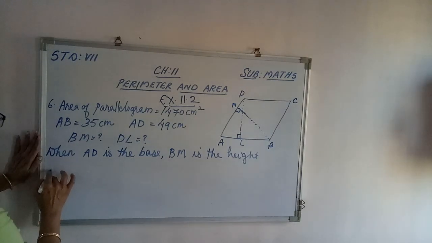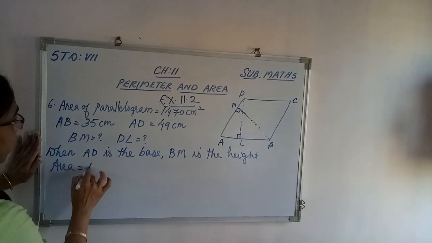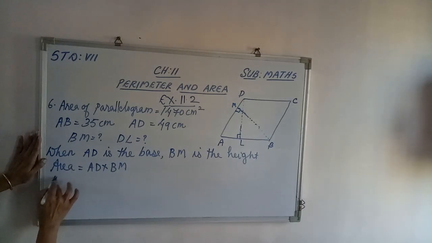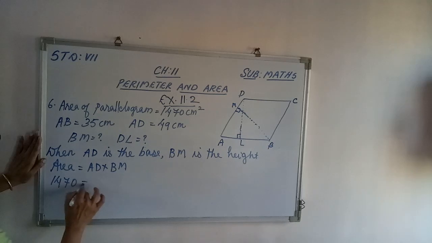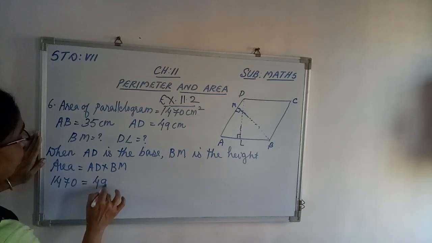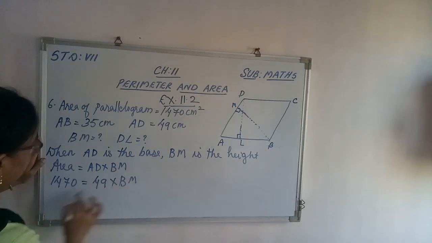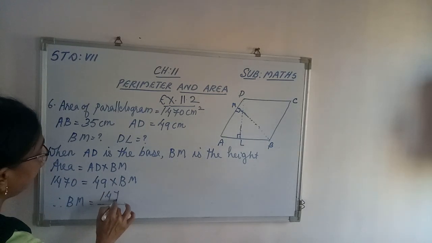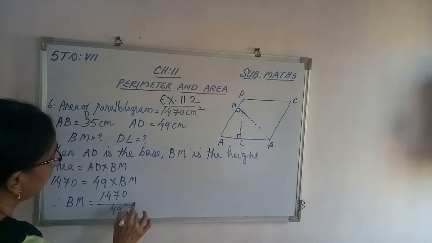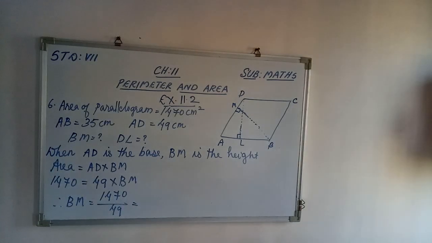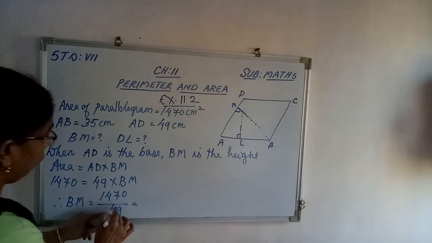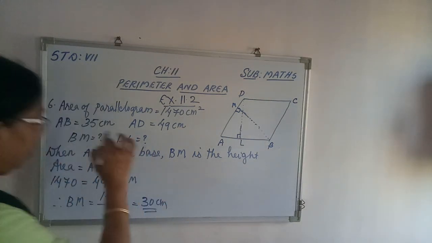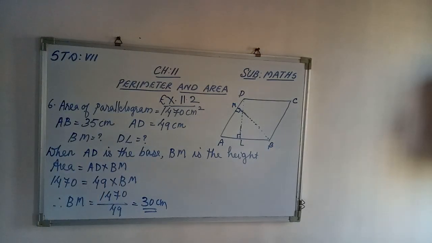Now area is equal to AD multiplied by BM. That is 1470 is equal to 49 multiplied by BM. Therefore, BM is equal to 1470 divided by 49. What answer? 49 3s are 147. So 30. It is 30 centimeter.